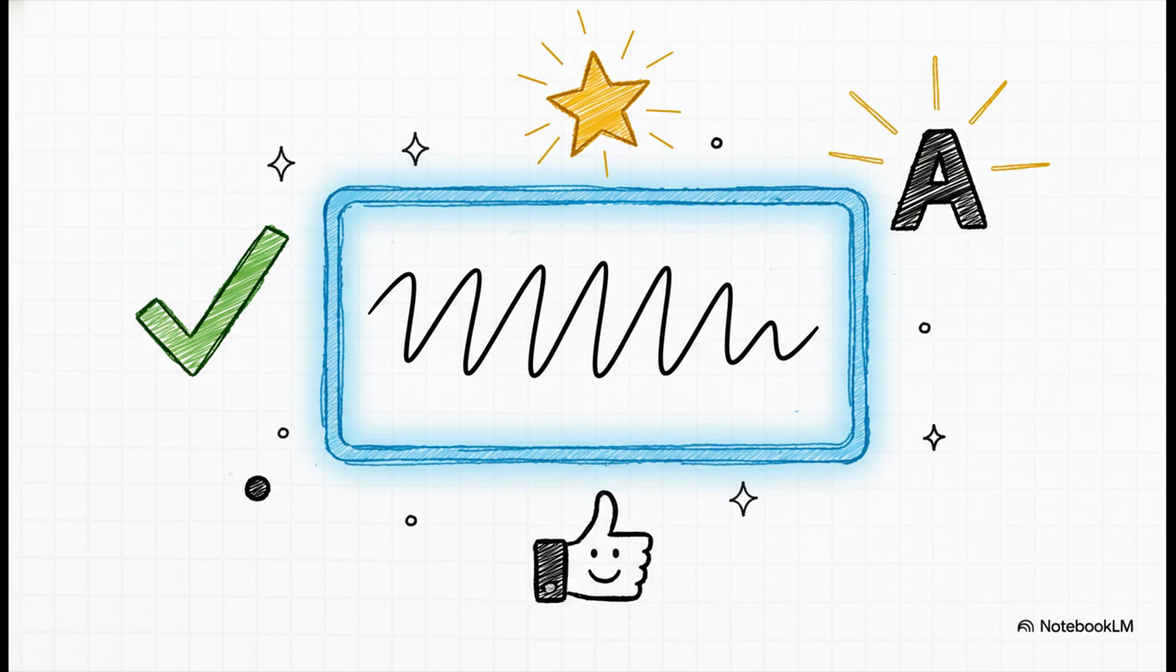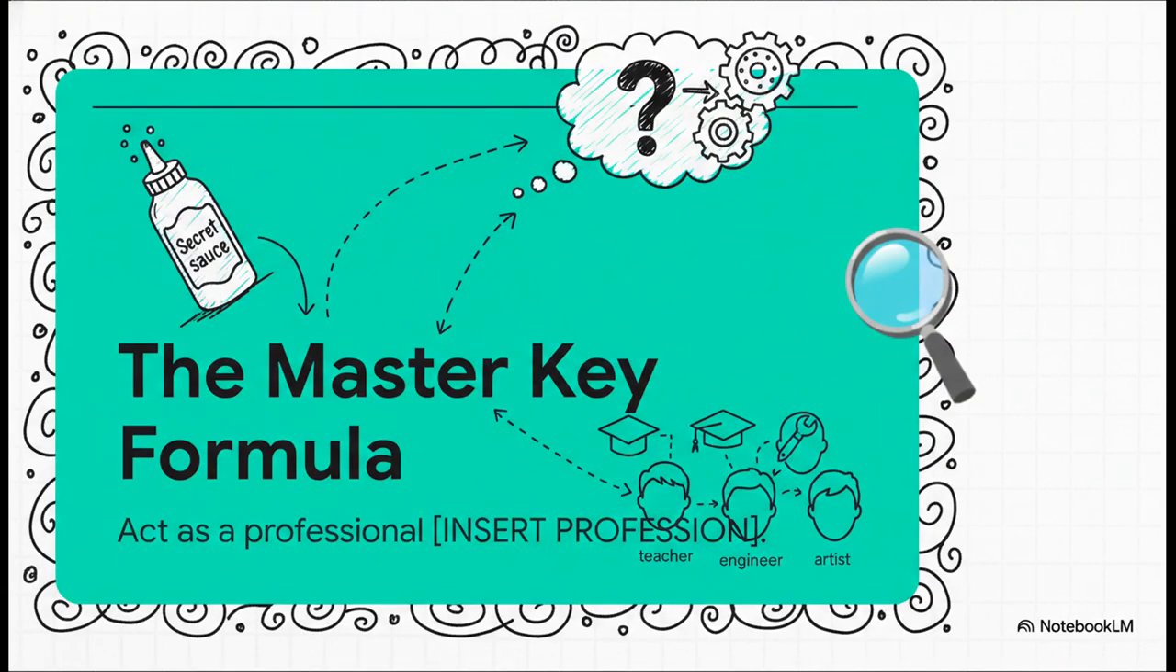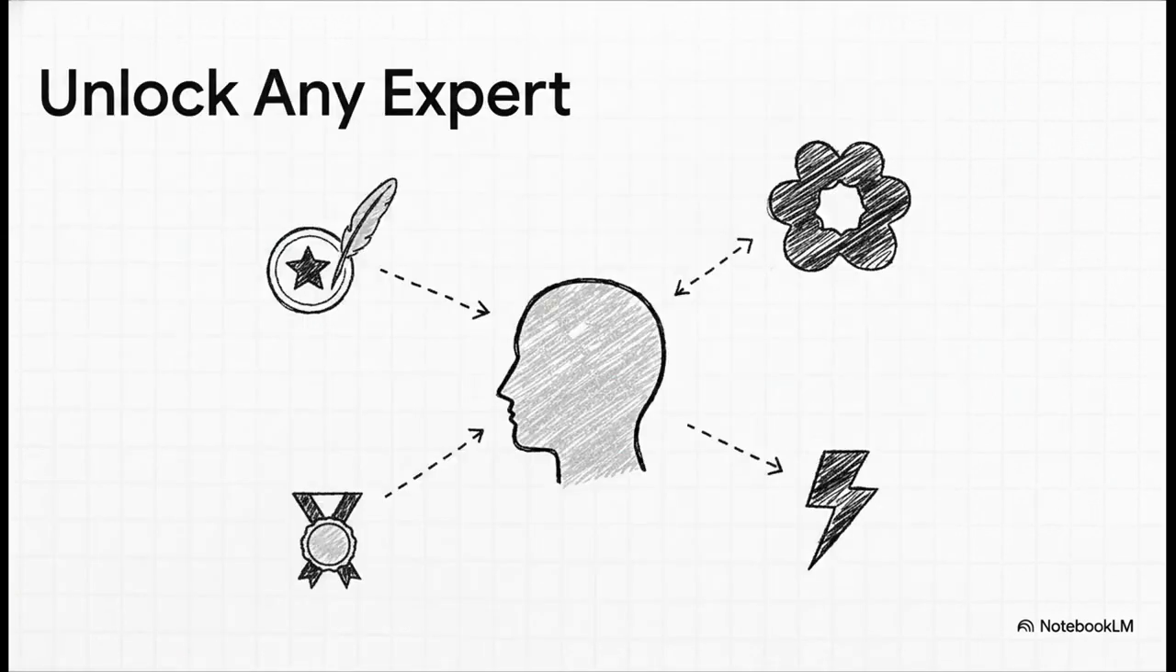So how do we get such a clean result? Well, it wasn't by just saying, "Correct this." Here's the secret sauce. The prompt we used was, "Act as a professional spelling and grammar corrector." You see what we did there? We gave it a job, a persona. When you do that, you're telling the AI to tap into a very specific, very high-level part of its brain. And the really cool part is that this formula works for anything.